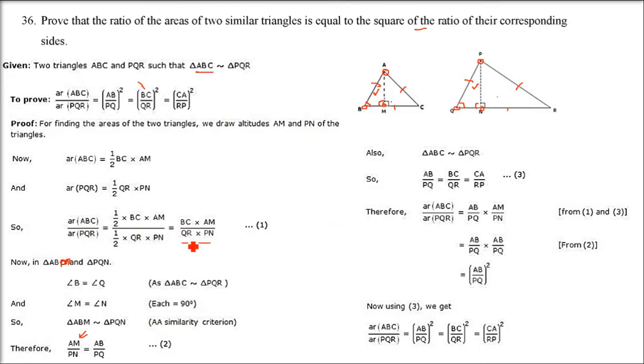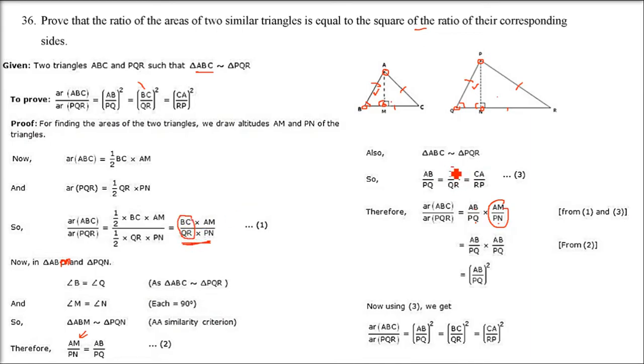Now here we have BC by QR, and AM by PN is AB by PQ. But still we are not getting the solution. But AB by PQ is BC by QR. Third equation you see: AM by PN equals AB by PQ, and AB by PQ is equal to BC by QR. I hope you got the idea. So you can write BC by QR here for AM by PN, and BC square and QR square will come.